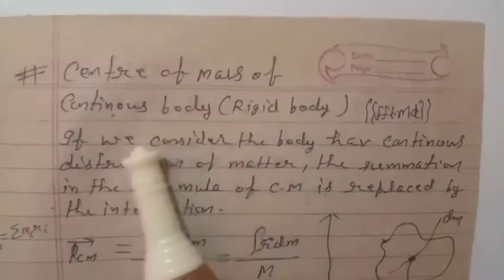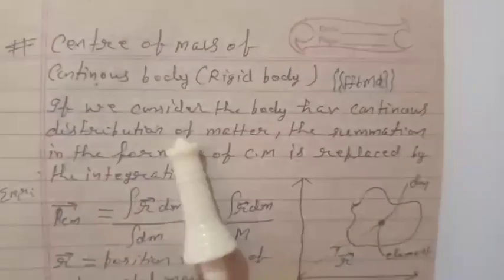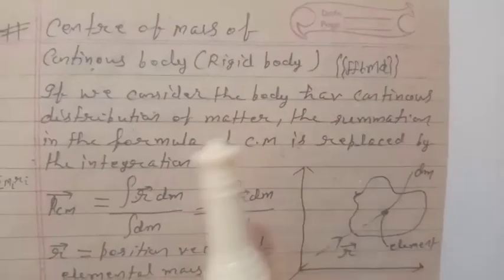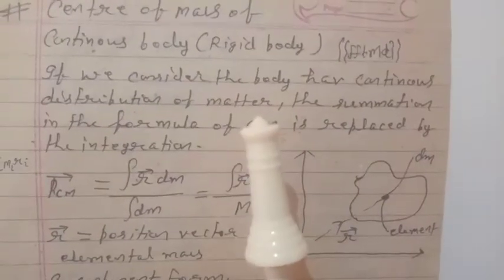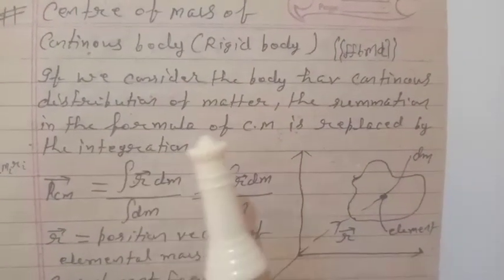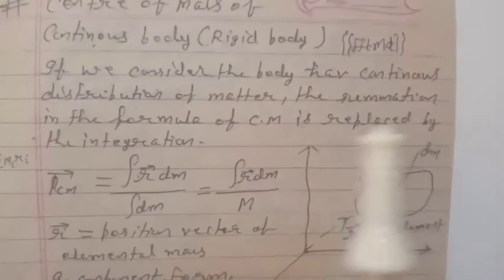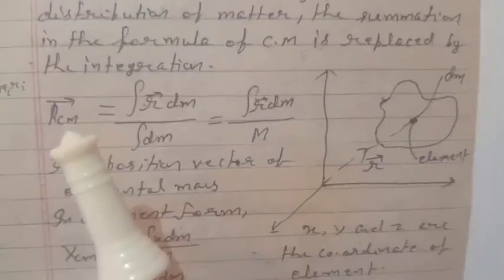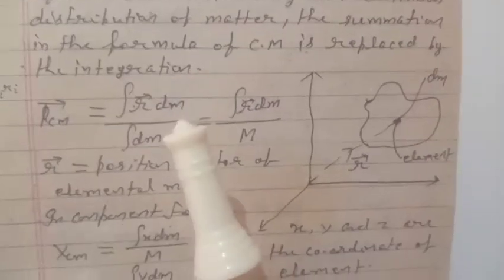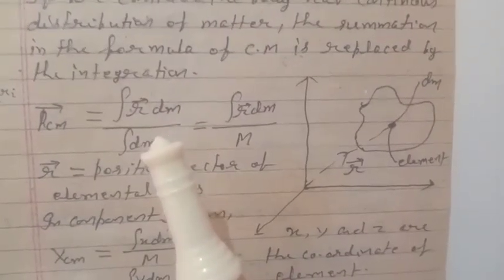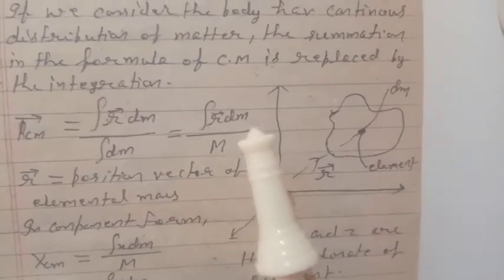Center of mass of a continuous rigid body. If we consider the body to have a continuous distribution of matter, the summation in the formula of center of mass is replaced by the integration. That is, R_CM vector equals integration R vector dm divided by integration dm, equals integration R dm by M.